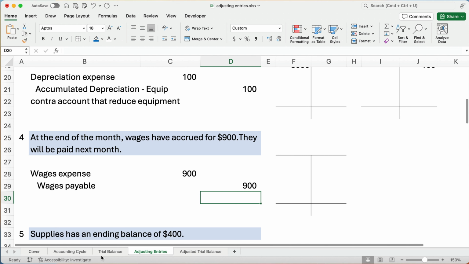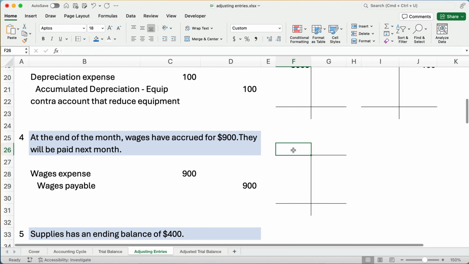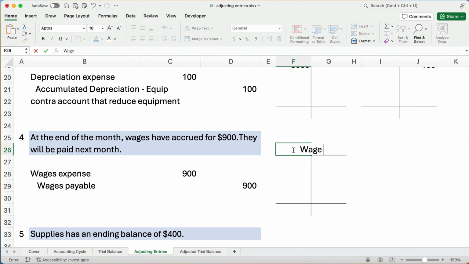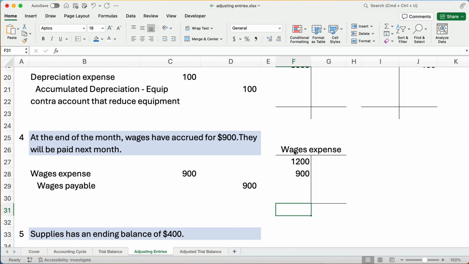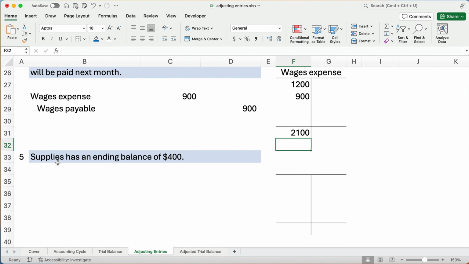So our wages expense, let's look at this just for a second. Our wages expense is $1,200, and now we've added $900, so the balance of wages expense is going to be $2,100, right? So our expenses are a little bit higher than we thought based on what we see here for the wages. All right, our last one, our supplies has an ending balance of $400.